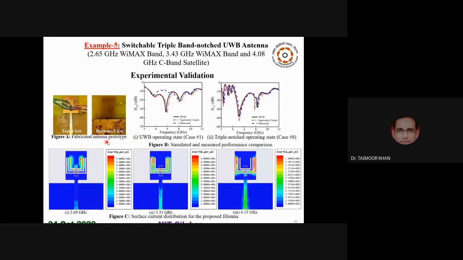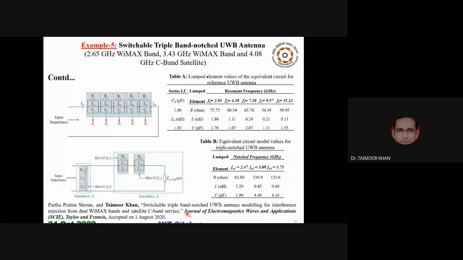At that period of time, the lockdown had already started from March onward, and all the students were asked to vacate the hostels immediately. That's why we were not in a position to refabricate it. But ultimately, the results were perfectly matching by giving proper justification in different stages of the reviewing process, and finally it was published. It is available online, accepted in the Journal of Electromagnetic Waves and Applications, Taylor and Francis.